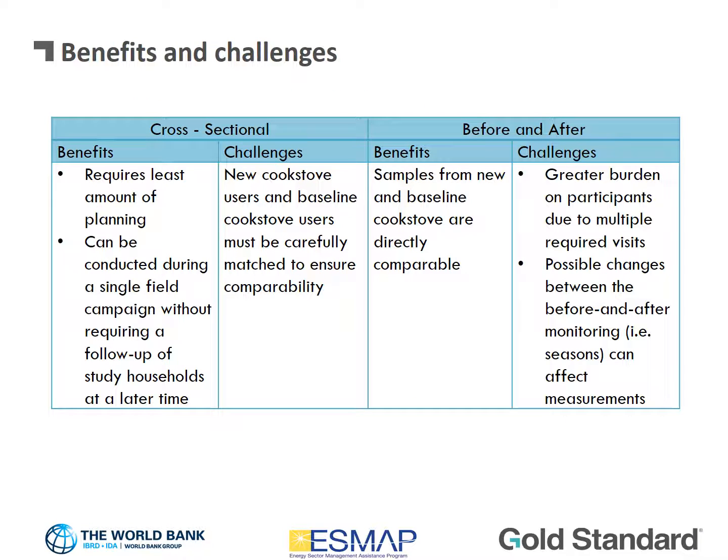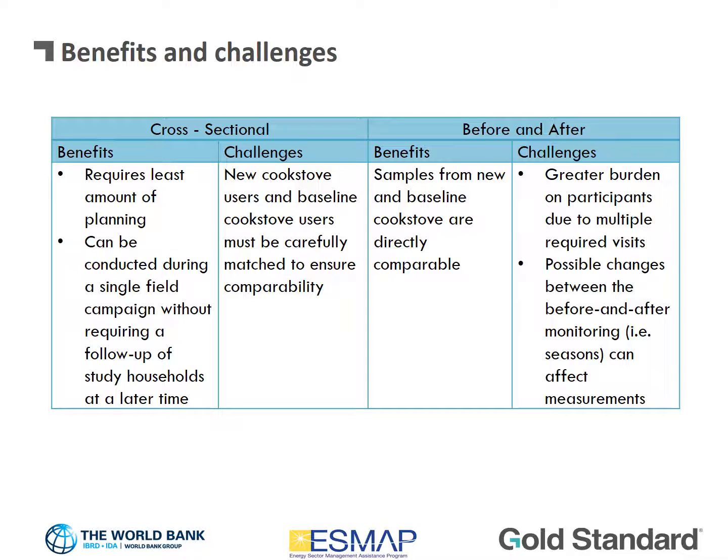Looking at benefits and challenges of cross-sectional versus before and after, we can see that in the cross-sectional group, there's the least amount of planning needed since all the samples can be done at the same time. And they can be conducted during a single field campaign without requiring follow-up of study households at a later time, which is nice because it reduces the amount of participant dropout, the amount of field team dropout, and changes in things like weather or food or fuel availability.